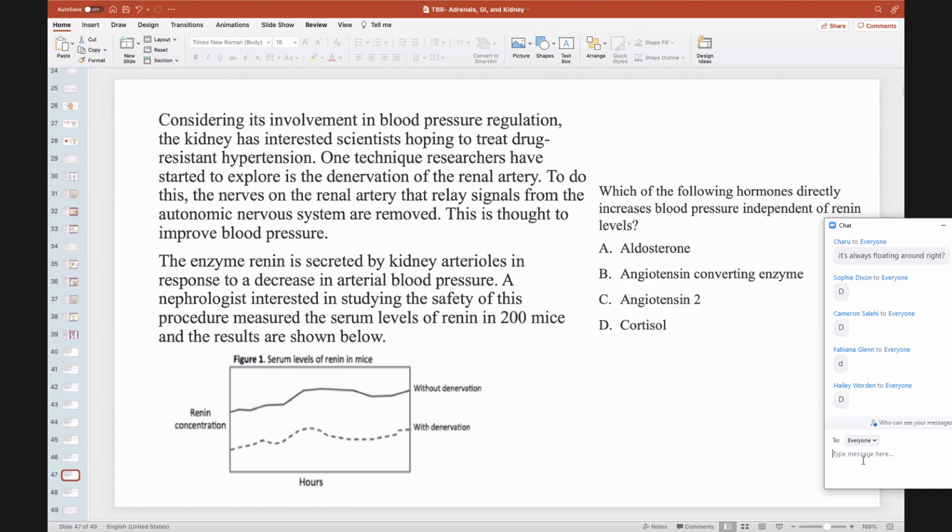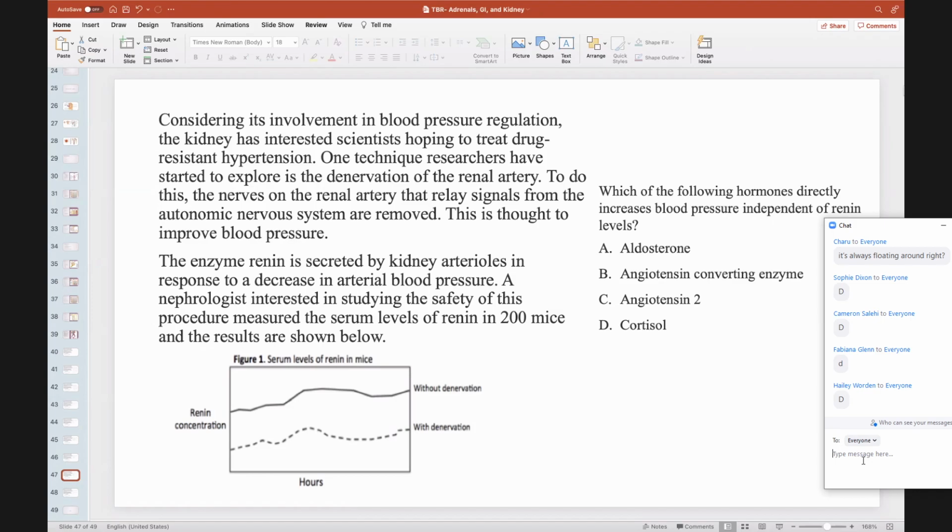Does aldosterone increase blood pressure? Yes, it does. Does ACE increase blood pressure? Not directly. It's just that enzyme. All it does is convert angiotensin 1 to angiotensin 2. Can angiotensin 2 increase blood pressure? Yes, it can. It can cause vasoconstriction. And then D, cortisol. Well, we haven't learned too much about cortisol. So based on that criteria, we can get rid of B because B doesn't increase blood pressure.